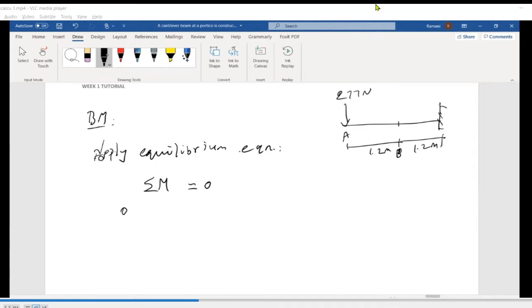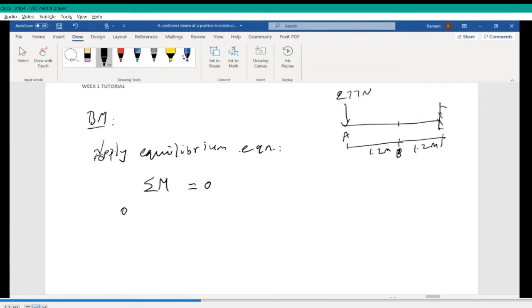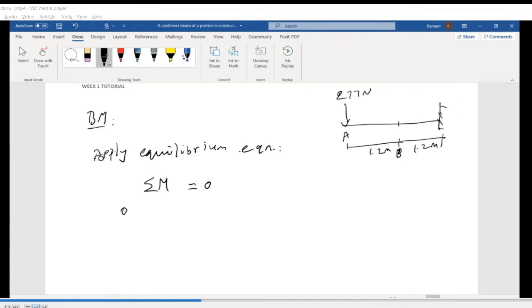Is there any loading that is causing any differences to the structure? No. When you reach this point, there is a fixed support. This will cause a bending moment in this direction. Why do I say this? Because the loading is in this direction, it will tend to move in this direction.